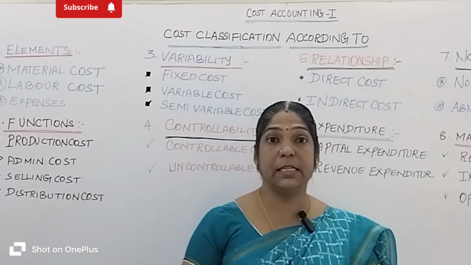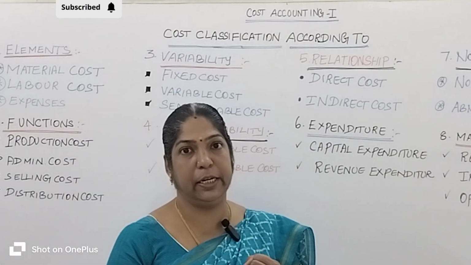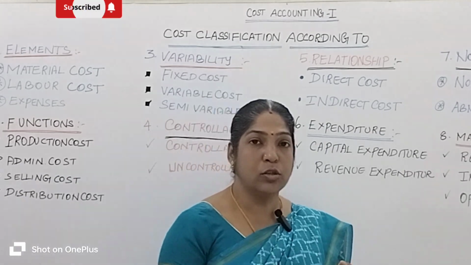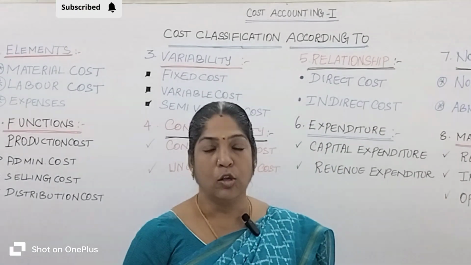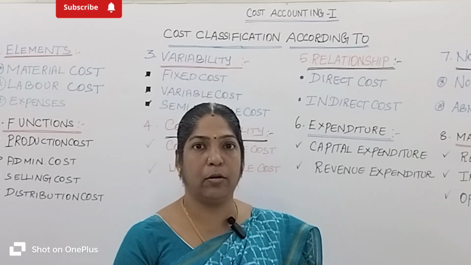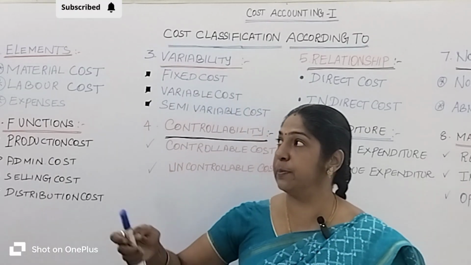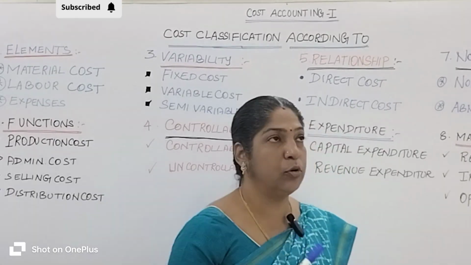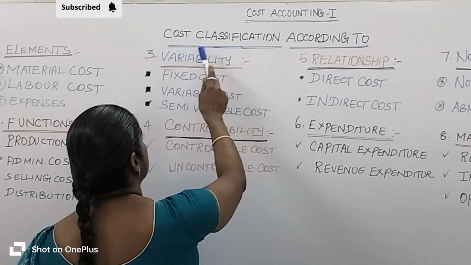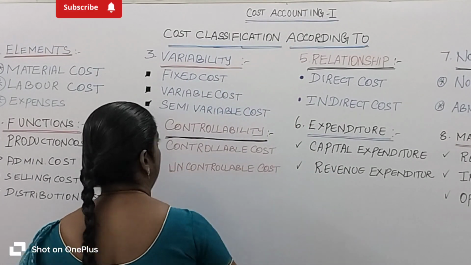Then come to expenses. Expenses are more than the material cost and the labor cost. The expenses help the business run smoothly. So these three costs, material cost, labor cost, and expenses, we collectively call elements. Got it? Okay, let's come to the next topic, cost classifications according to functions.